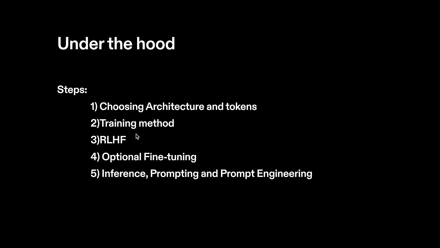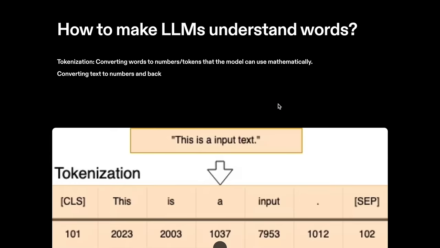So now let's look through some of the algorithmic breakthroughs that got us to this point. I'm going to go through these by explaining to you the typical architecture that you would follow if you want to train your own custom large language model. So let's start with choosing the architecture and tokens.